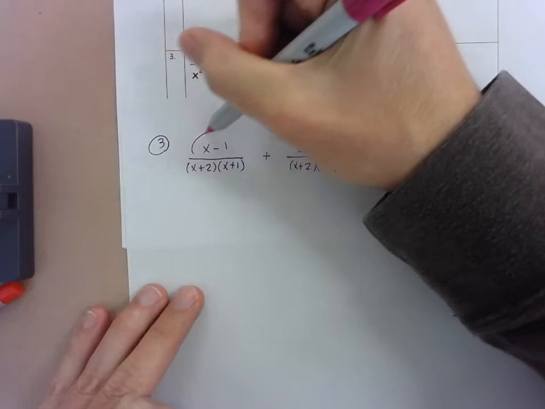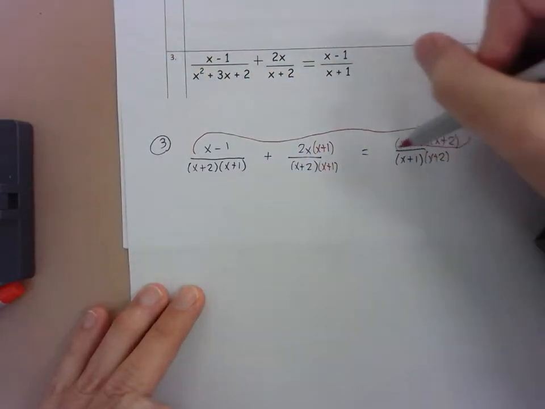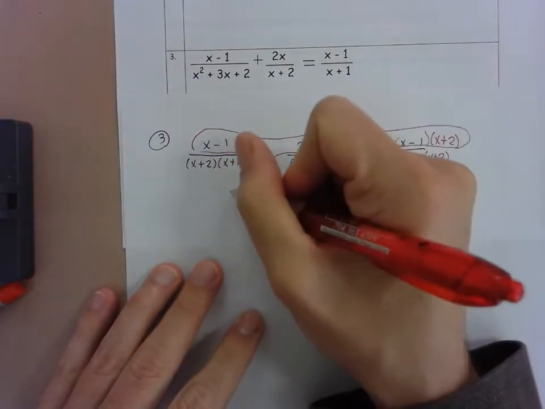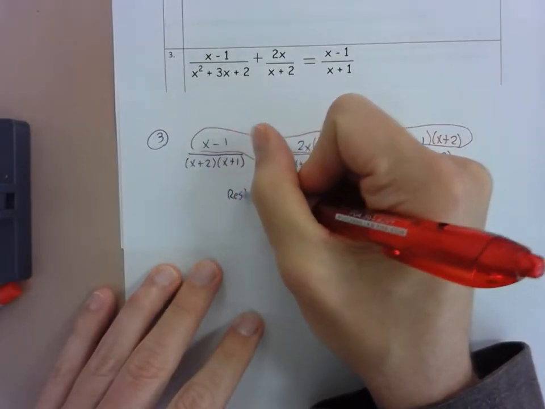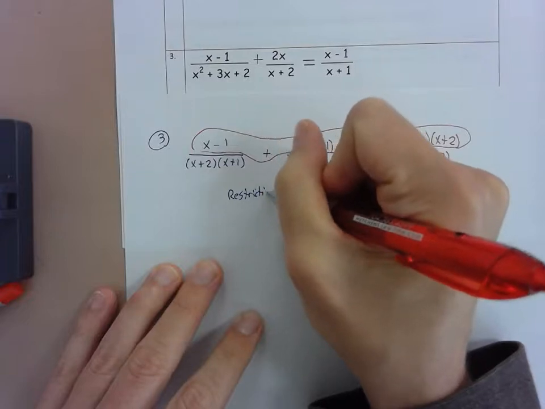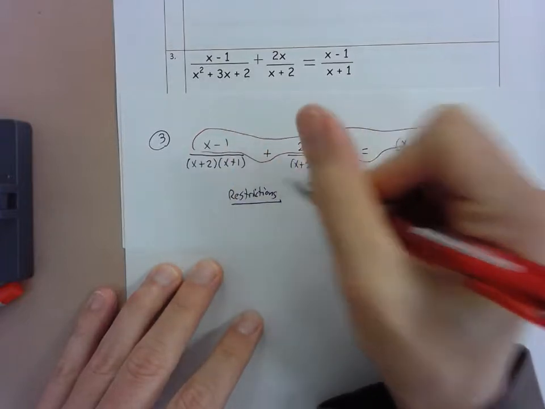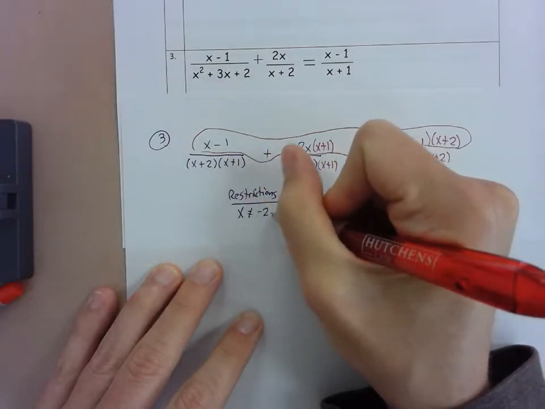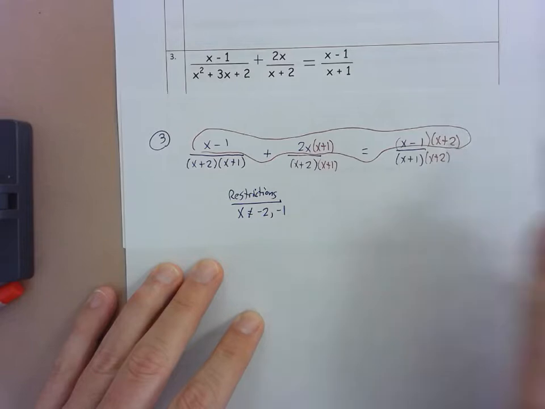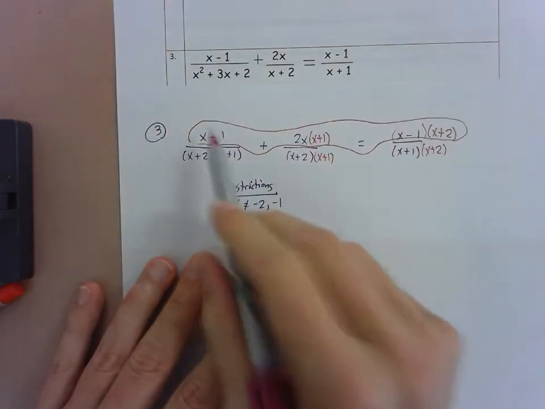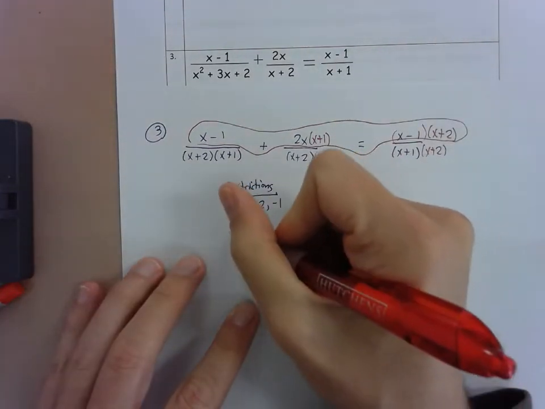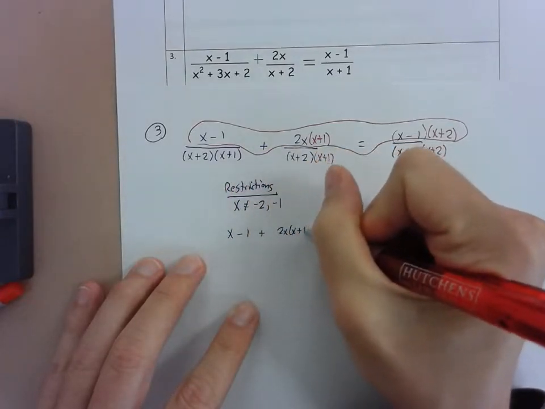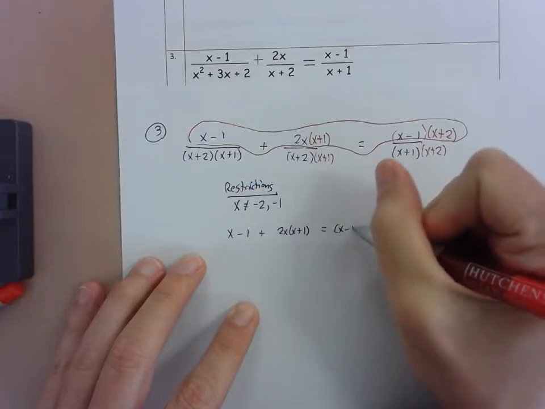Once again, let's solve the equation on the numerator. First, let's get our restrictions. If I could spell, that would be helpful. X is not equal to -2 or -1 from the denominators. Solving this equation gives me x minus 1 plus 2x parentheses x plus 1 equals x minus 1, x plus 2.